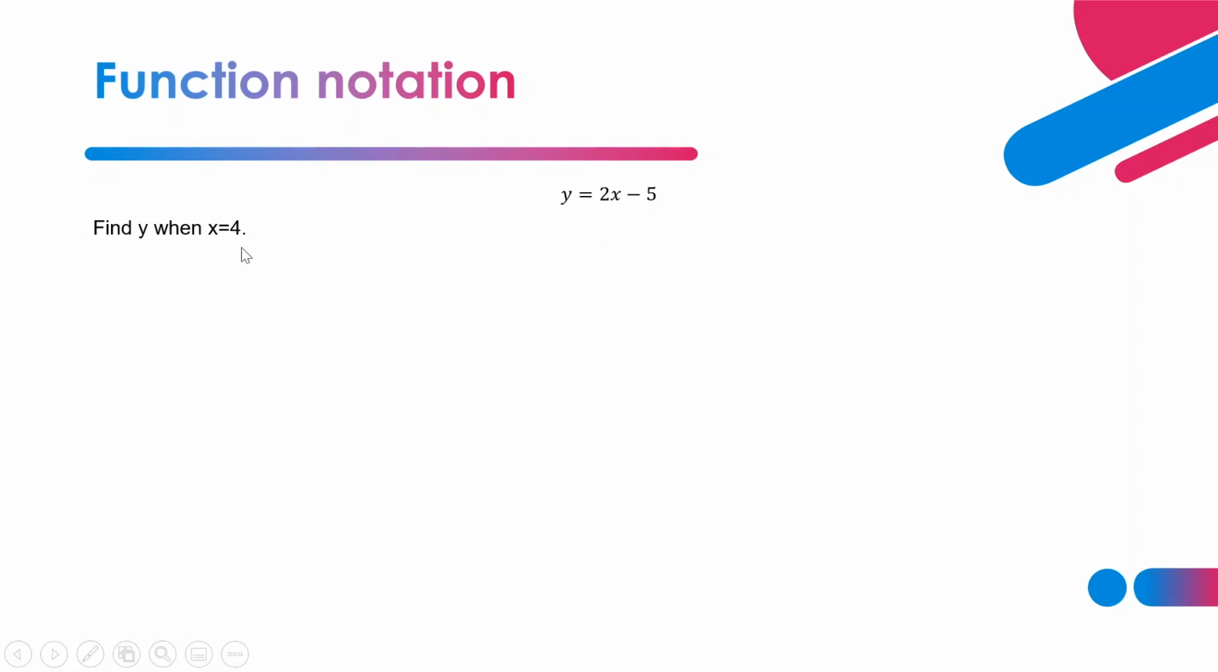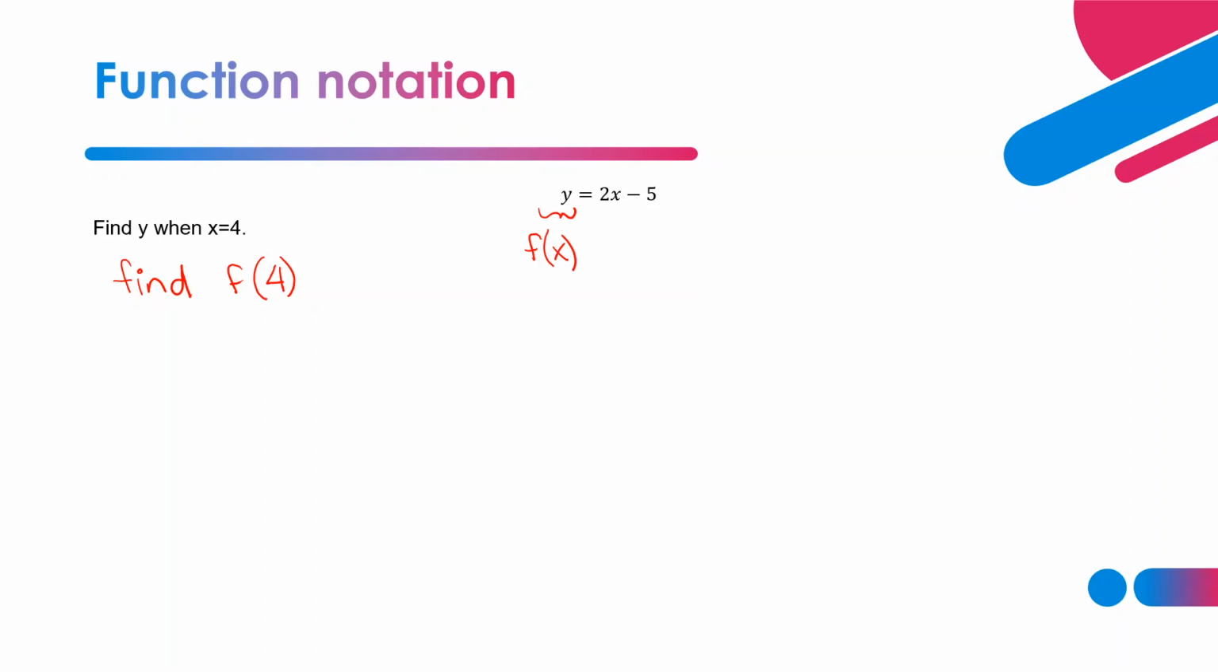So an easier way to keep saying that is I can just tell you to find f of 4. What in the world do I mean by that? Well, in fact, this y here can be written as f of x. And why in the world do we say f of x?